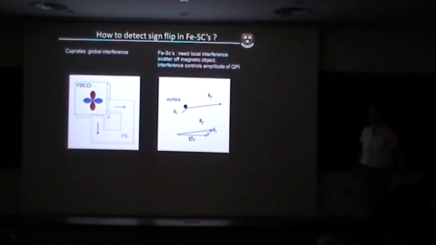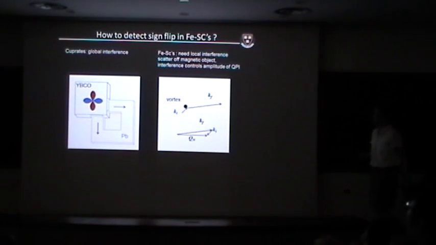Okay, so how do we use this? Back in the cuprates, we had this global interference. Now in the iron superconductors, because we have a different band structure, and we don't have a single sign for every momentum direction, we need to do a local interference experiment. So now we're going to go back to that equation, the power spectrum of scattering. We're going to add one more piece into the mix, which comes from looking at the particular type of object that our QPI is scattering off of.